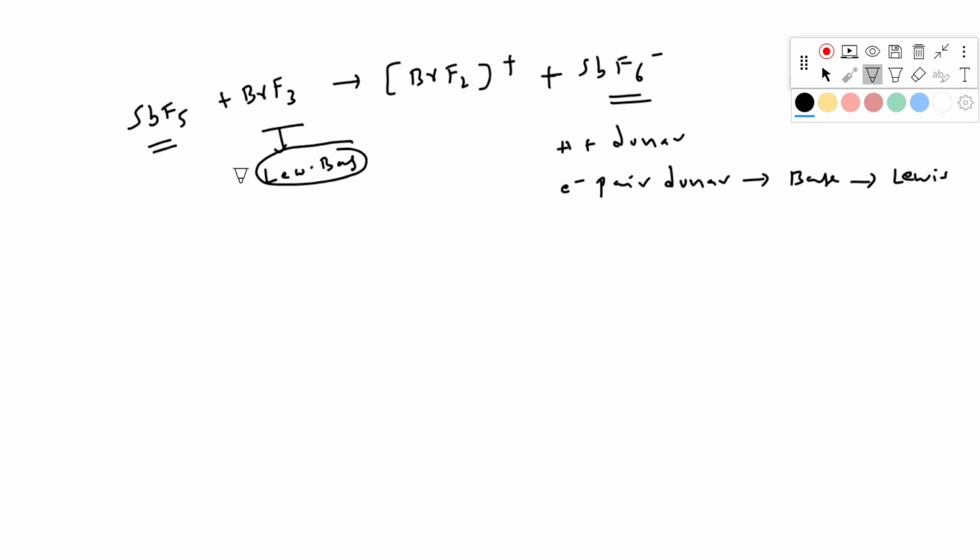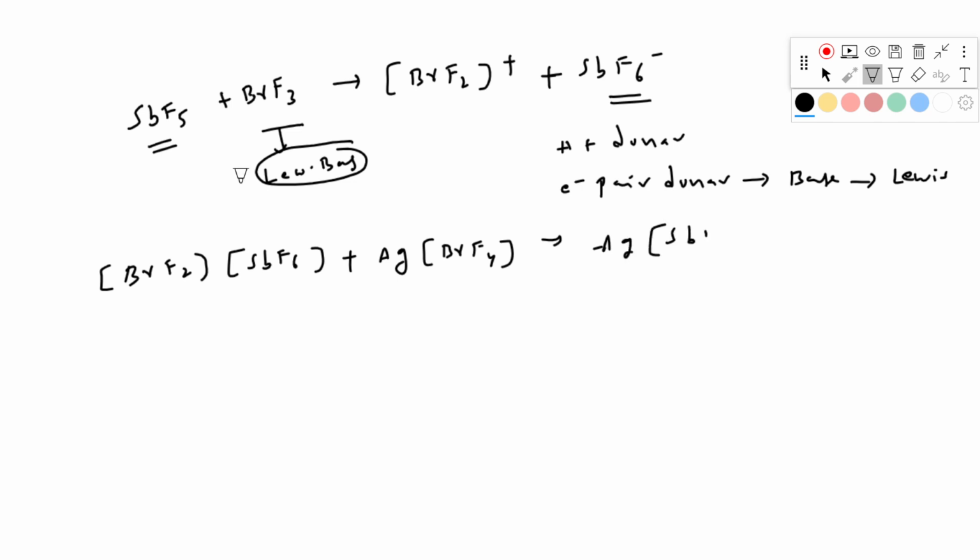Okay. Next question. BrF2 SbF6 plus AgBrF4 gives rise to AgSbF6 plus 2BrF3. Which kind of reaction is it, first of all?